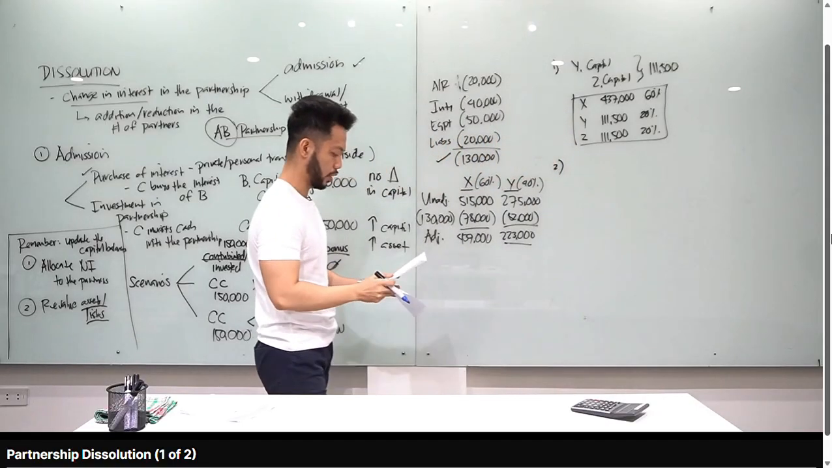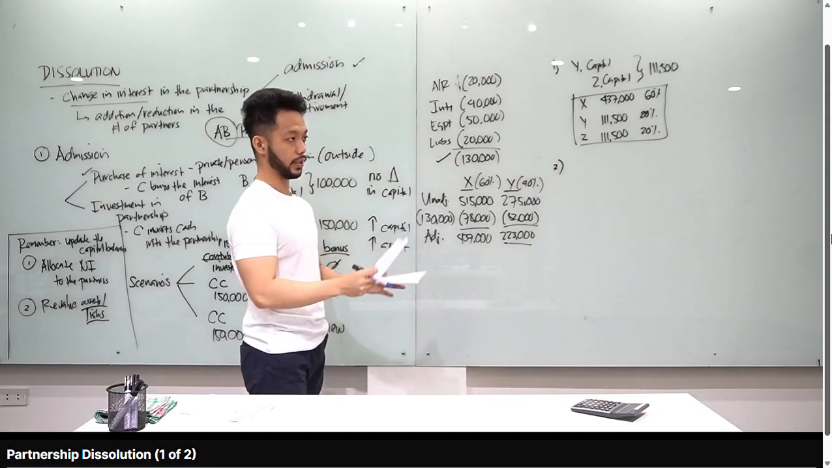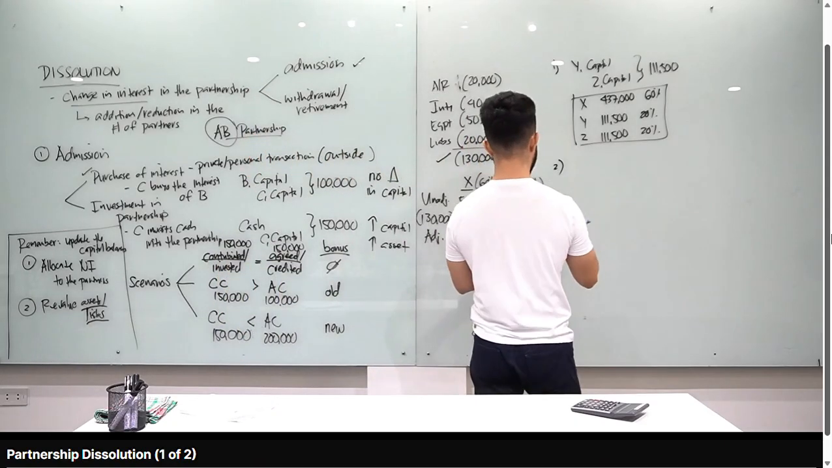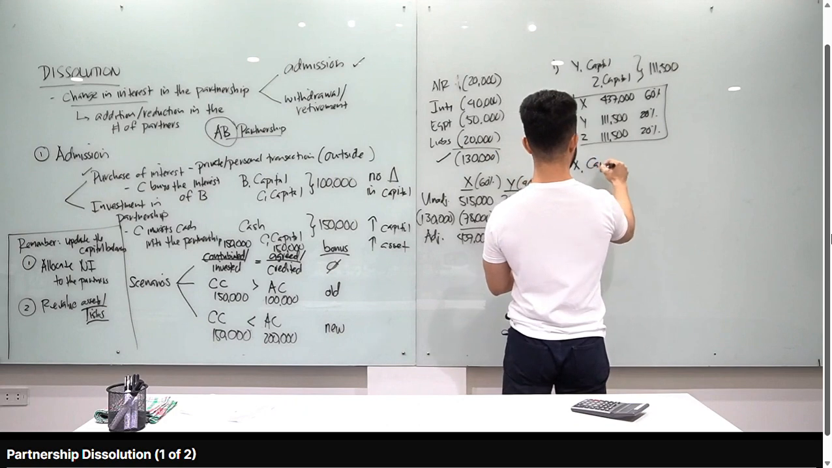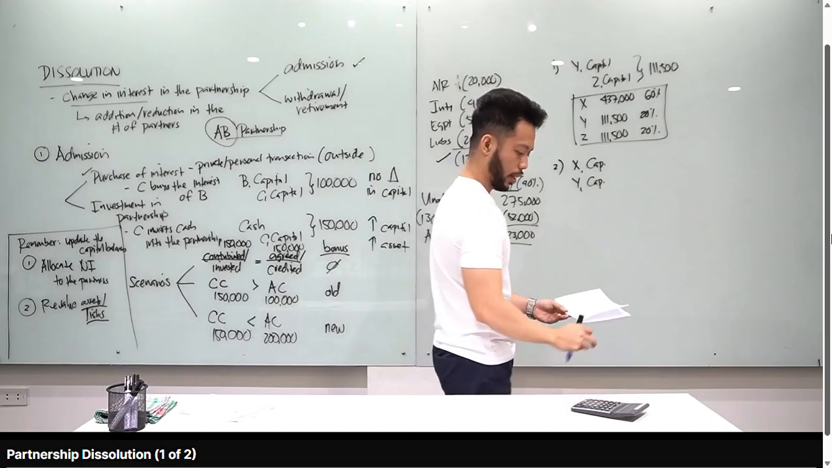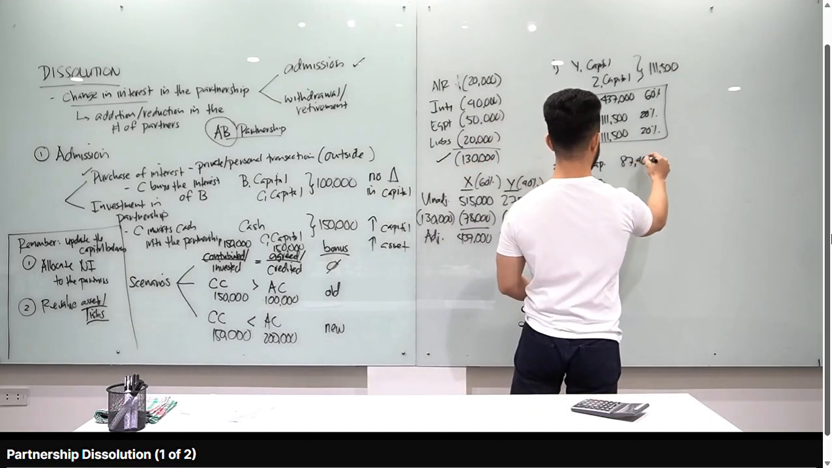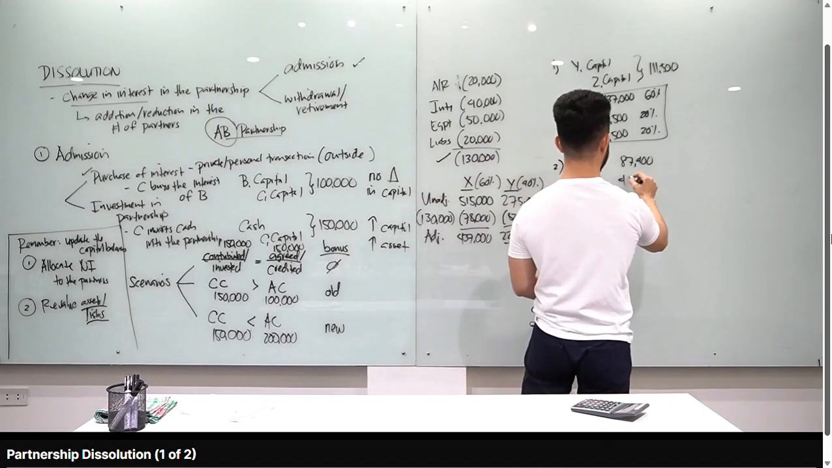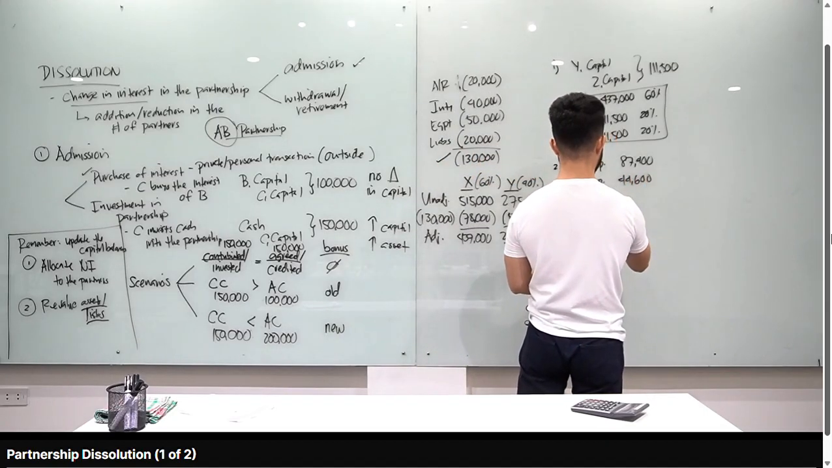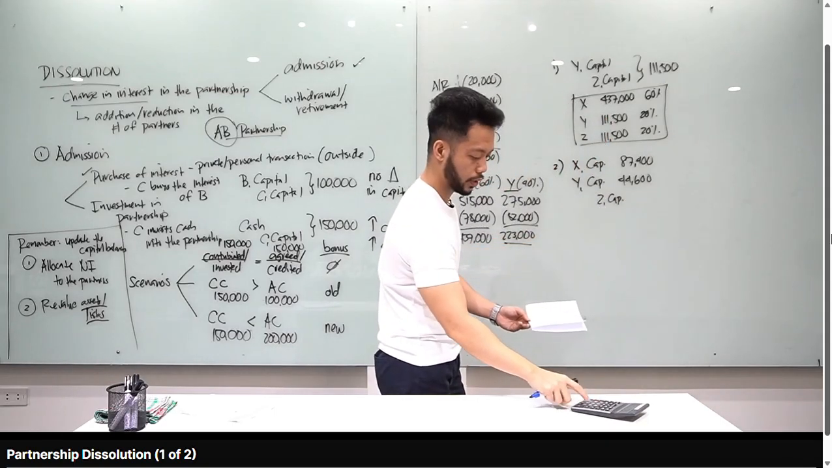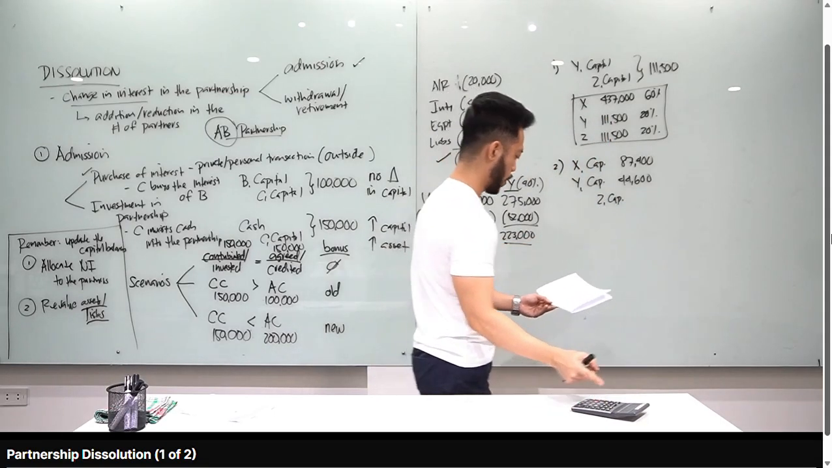Z purchases 20% of X and Y's capital interest for 800,000. Since that is a purchase of interest, ignore the 800,000. Let's journalize: debit X capital, debit Y capital, 20%. What is 20% of 437,000? 87,400. What is 20% of 223,000? 223,000 times 0.2 is 44,600. Then credit Z capital, adding those: 87,400 plus 44,600, I got 132,000.